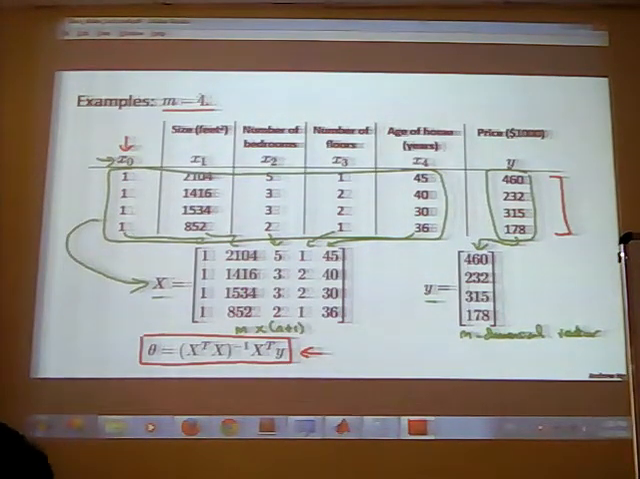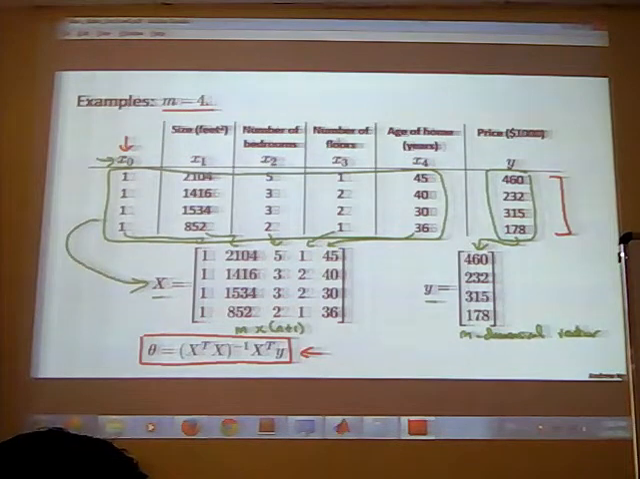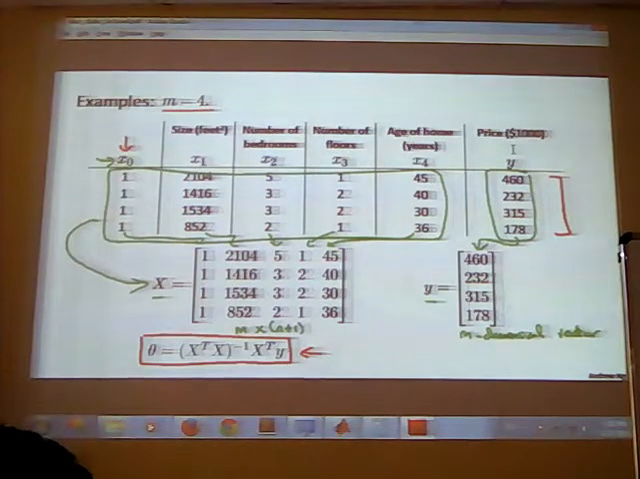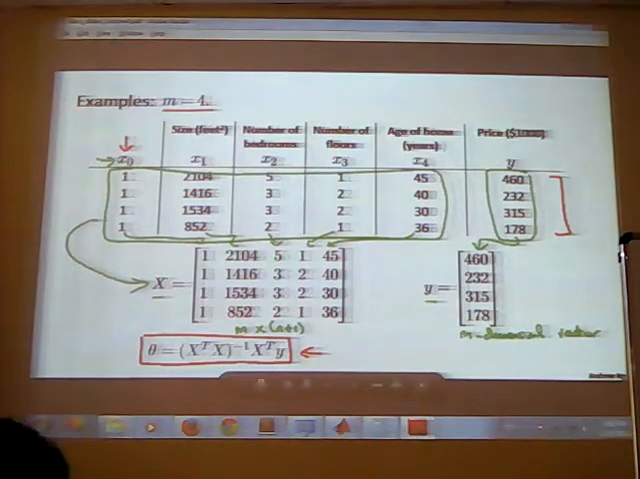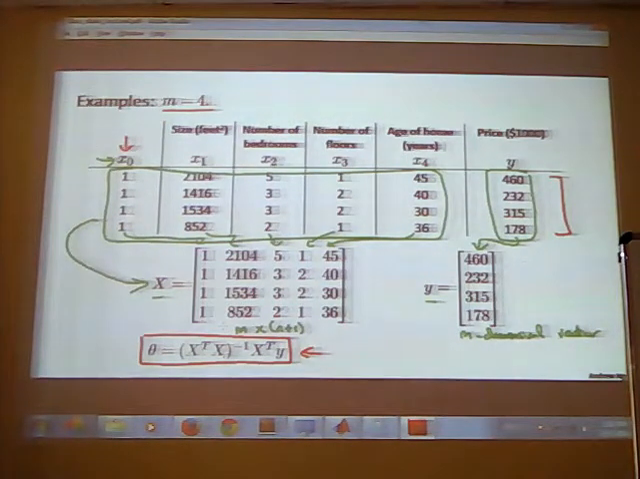Let's take an example, and suppose m equals 4. That means we have 4 rows, or 4 training examples. We have size, number of bedrooms, number of floors, age of home, and our output variable y, that is price. For the normal equation, this is the way. We calculate theta on the basis of this equation. You can study the derivation of this equation later. For now, just make sure that you are familiar with this term.